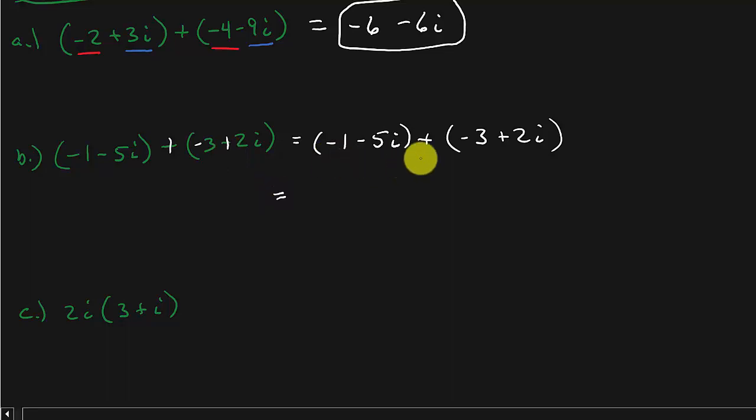So I've got -1 plus -3 is -4. -5i plus -2i is minus 3i. And there's your answer.